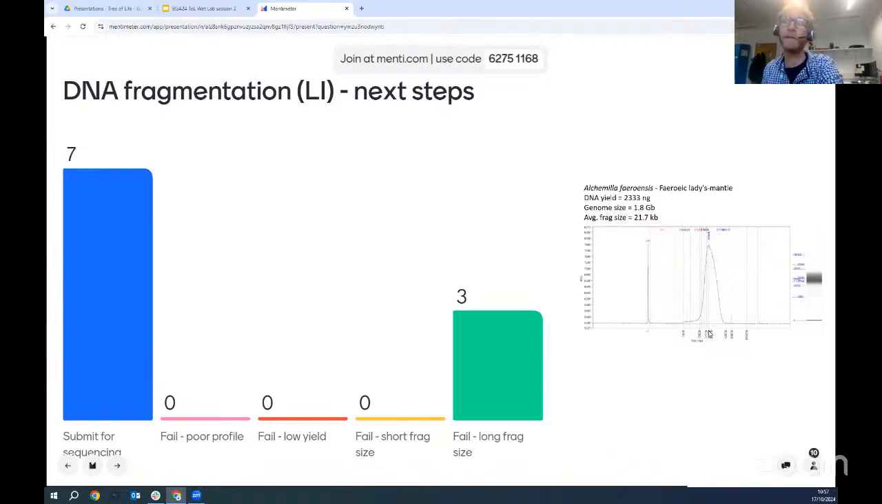Sometimes decision making can be a bit subjective, but generally I think we would submit that and see what comes out the other end sequencing wise. There's still a good amount of DNA that falls within that 12 to 20 kb range, so that'll be sequenced, even if the longer stuff doesn't get sequenced. There's enough DNA in there for the shorter stuff to be sequenced first before the longer stuff.